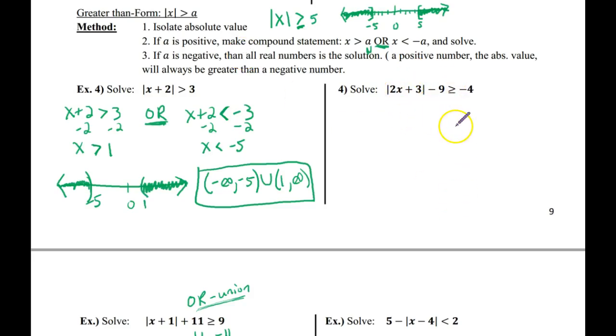Alright, looking at this example on the right, I have the absolute value of 2x plus 3 minus 9 greater than or equal to negative 4. So you might stop and say, uh-oh, there's a negative, I don't have to do any work. I can just go to no solution or all reals. But that's not true. Right? I have this absolute value. It is not isolated yet. I need to add 9 to both sides.